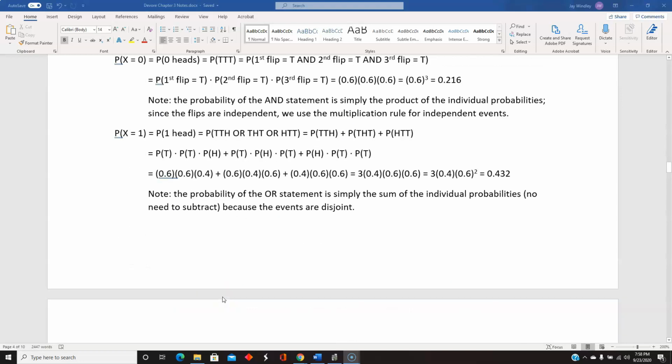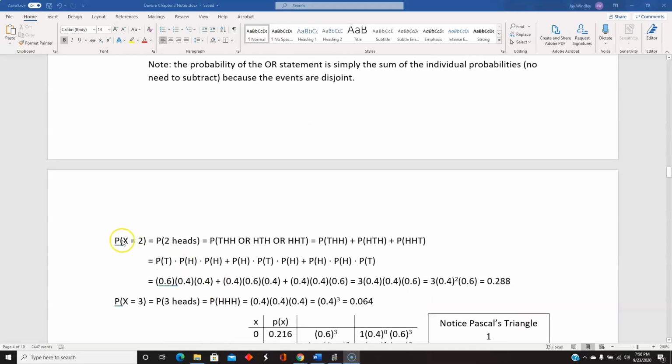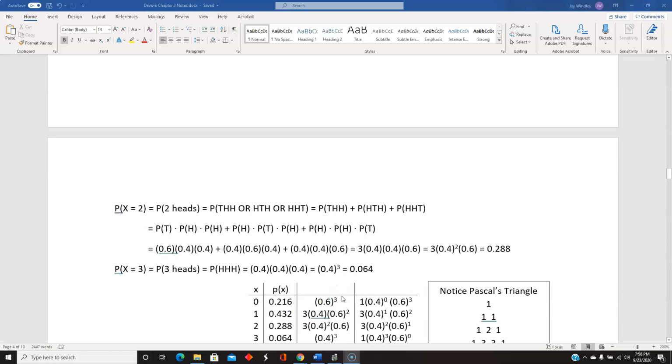And then I'm going to work through something similar for 2 heads. And that comes out to be this probability. And with 2 heads, we have the probability of heads squared this time, and the probability of tails only occurring once. And then the probability of 3 heads is just the probability of heads times the probability of heads times the probability of heads, which is the probability of heads to the third power.